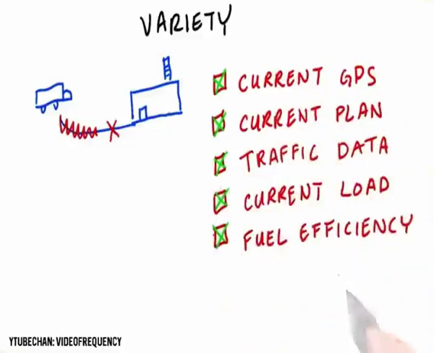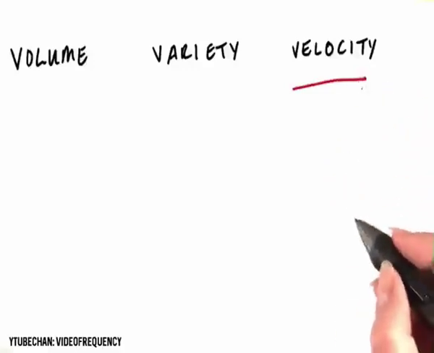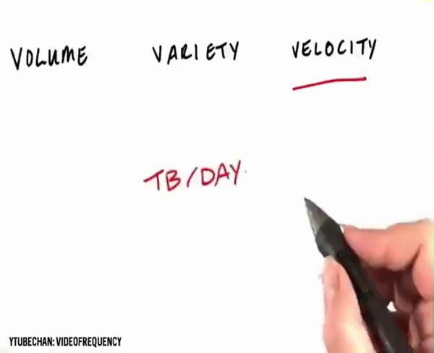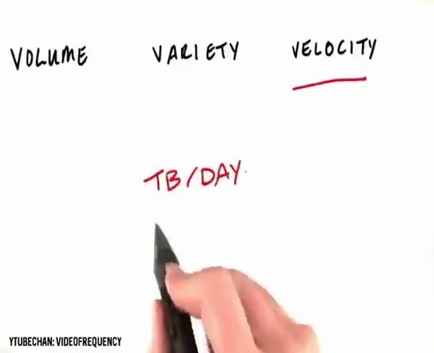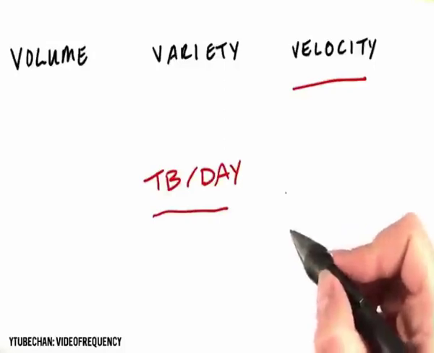get large benefits. Velocity, the third V, is about the speed at which the data arrives, ready to be processed. We need to be able to accept and store that data, even when it's coming in at a rate of terabytes per day. If we can't store it as it arrives, we'll end up discarding some of it, and that's what we want to avoid.